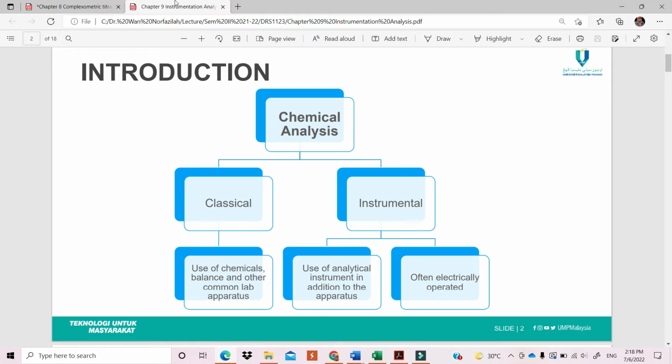And then another method for chemical analysis, we use instrumental. We also use the other apparatus in the lab, but we combine with the use of analytical instrument. For example, gas chromatography, the high-end instrument. And often this instrumental instrument is electrically operated.